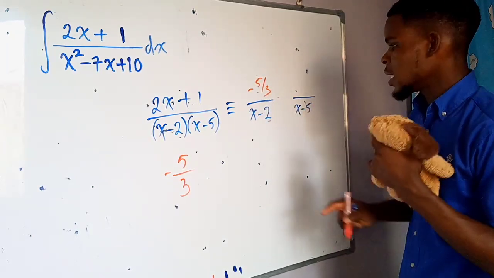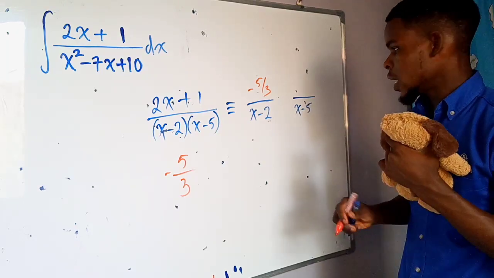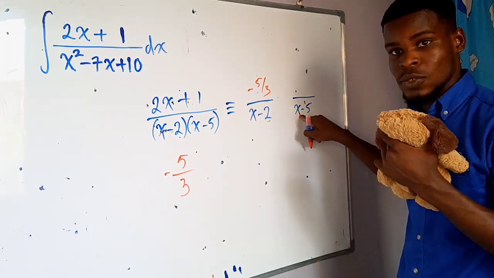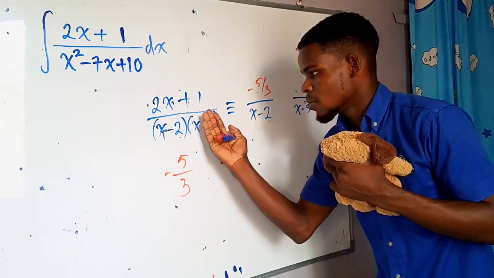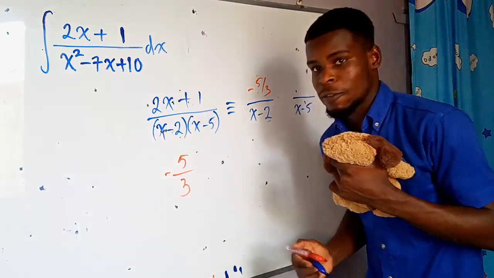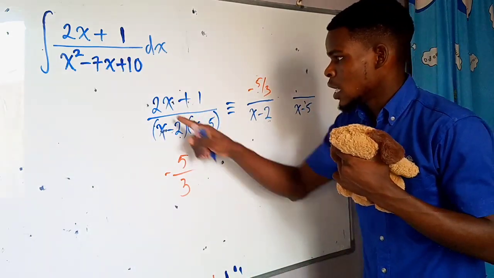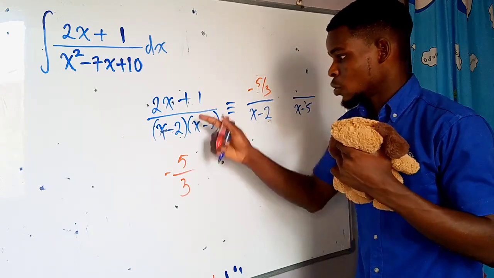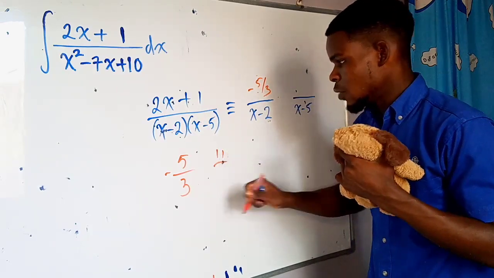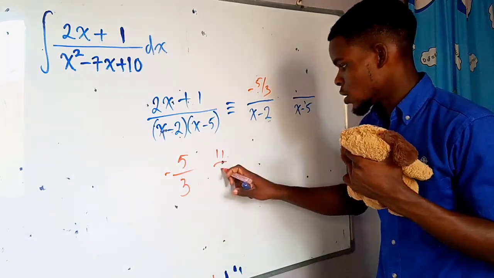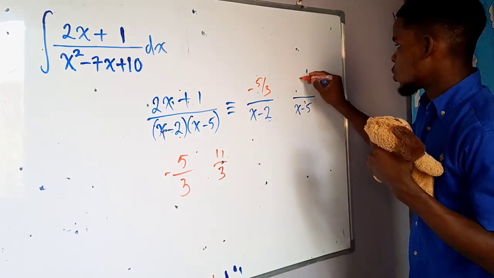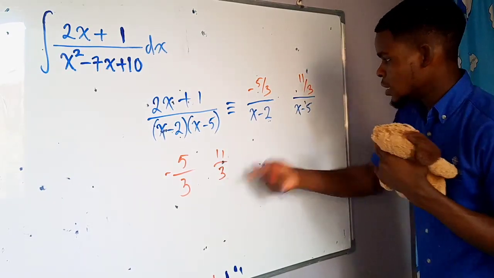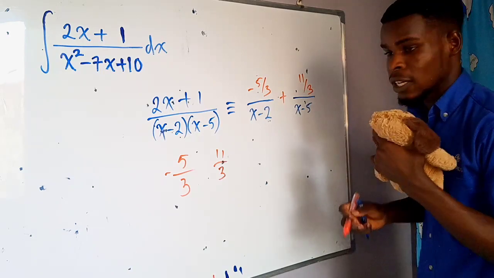To find out what the numerator will be over here, we check when x is equal to 5. We substitute that here, covering this x − 5 up. That gives us 2 times 5, which is 10, plus 1, that is 11, divided by 5 − 2, which is just 3. So this second numerator will be just 11/3. And as you can see, it is positive, so I can put the positive sign over here.